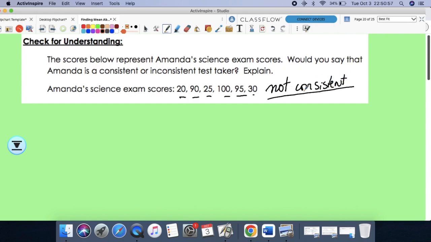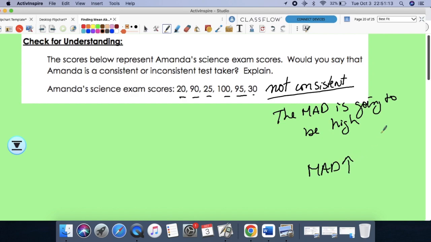And if she's not consistent, the MAD is going to be high, a big number. If you make a little number line, so let's say 20, 30, 40, 50, 60, 70, 80, 90, 100. So we have a 20, we have a 90, we have a 25, we have a 100, and we have a 30.